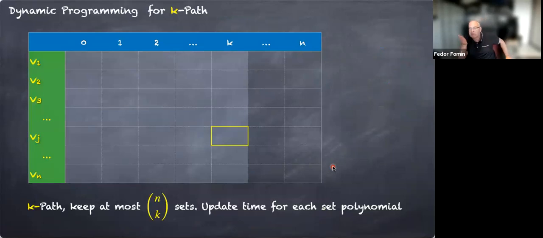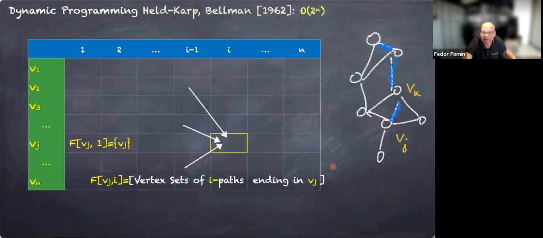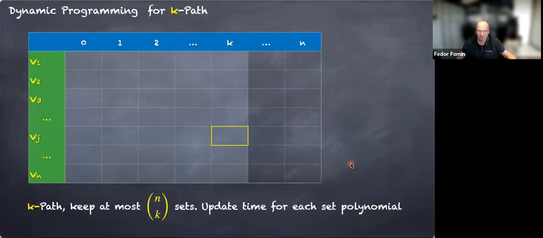Okay, so this algorithm runs in time 2 to the n. Why? Because the size of the table is n squared, and in every cell I keep subsets. So I go through all possible vertex subsets of the graph. I have n vertices, and the number of all possible subsets of the vertex set is 2 to the power n. So this is the dynamic programming algorithm.